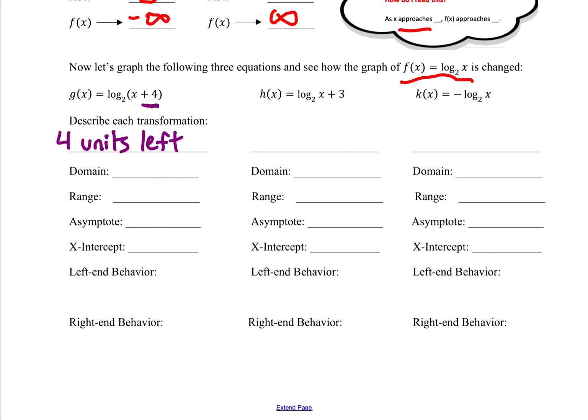How about log base 2 of x plus 3? Well, the plus 3 is on the outside of the x, not inside with the parentheses. So that's going 3 units. Since it's plus, it's going 3 units up. And that last one, if you multiply by -1 on the outside of everything, that's when you have a reflection over the x-axis.